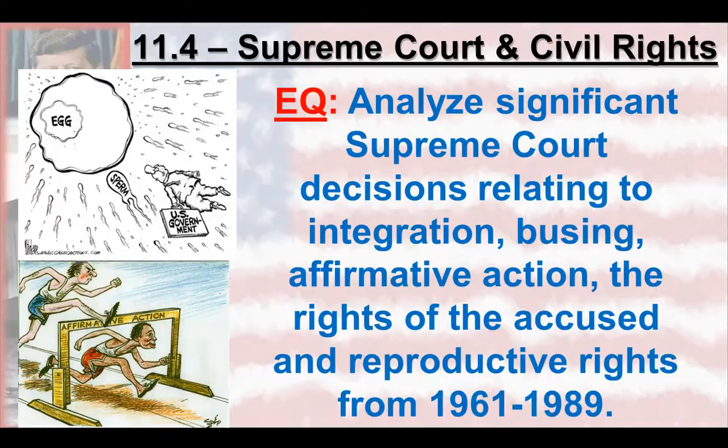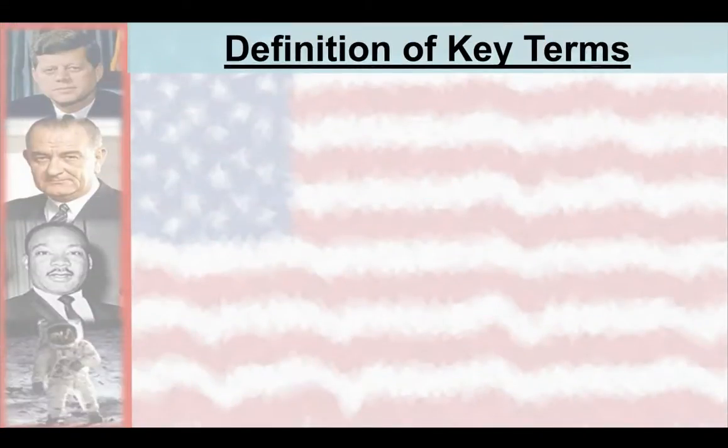and involve integration of schools, busing of students to make sure that the racial balance is more reflective of society, affirmative action, the rights of the accused, and reproductive rights are all big here at this point in time, as well as some religious issues during this time. It's a significant topic to know some of these particular cases.